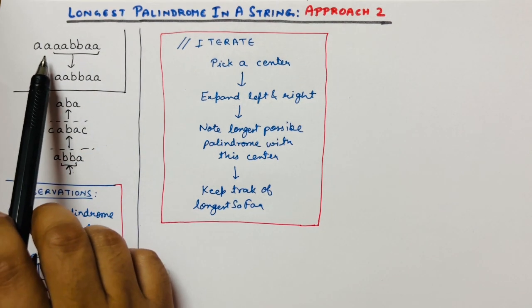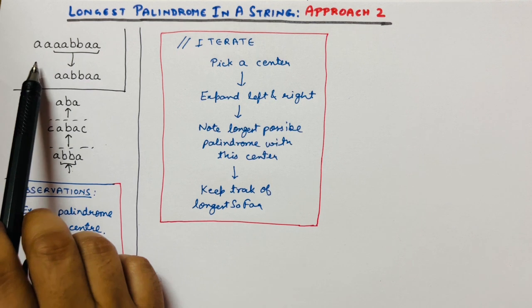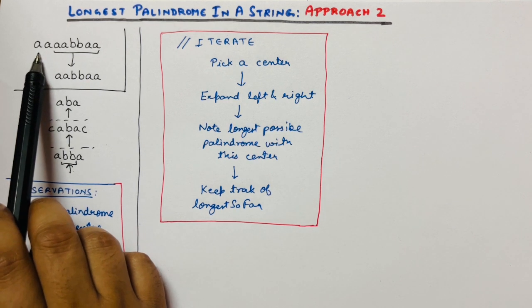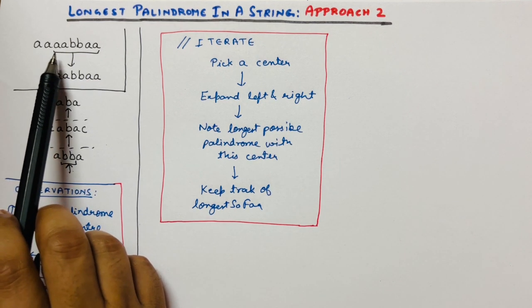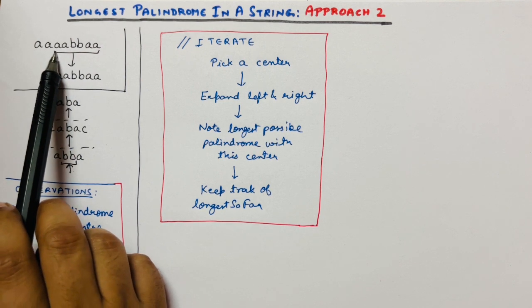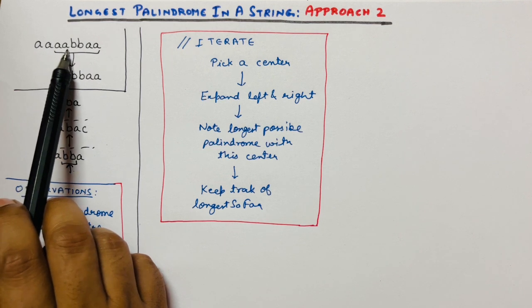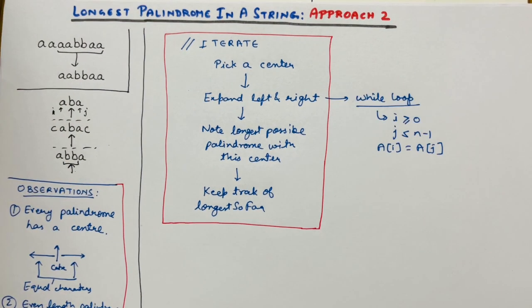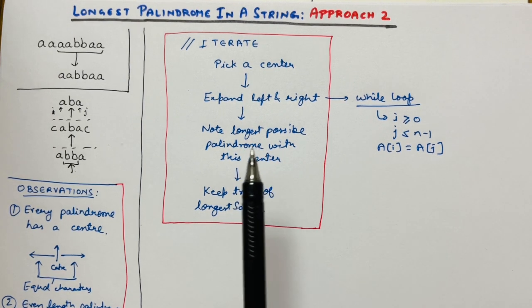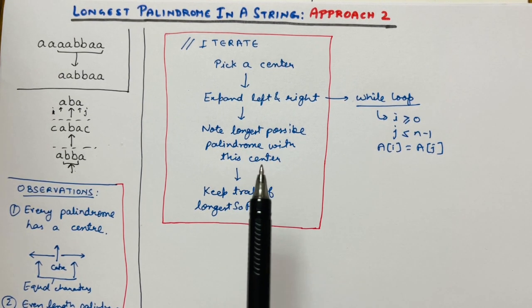Then at every position, there are two possible centers. One is the center of length 1 and one is the center of length 2. So let's say we are at this position, then one possible center is just this A, and another possible center is this AA. How do we expand towards left and right and note the longest possible palindrome?